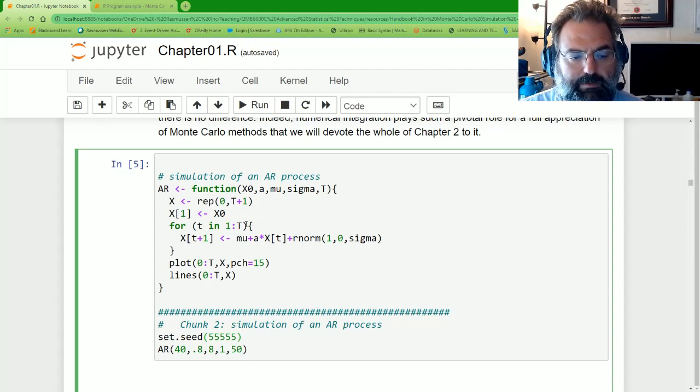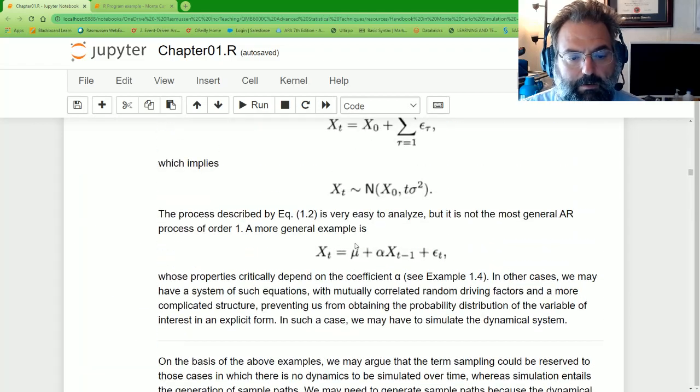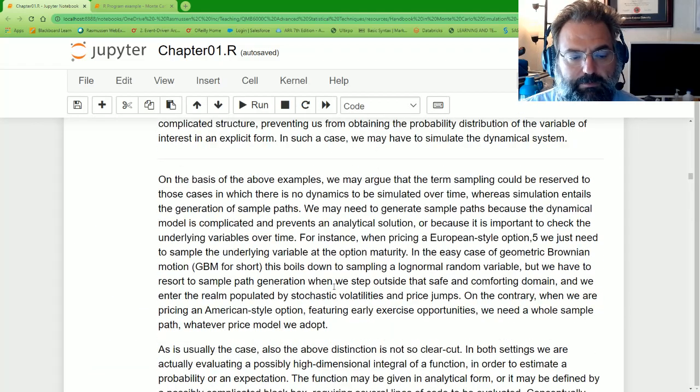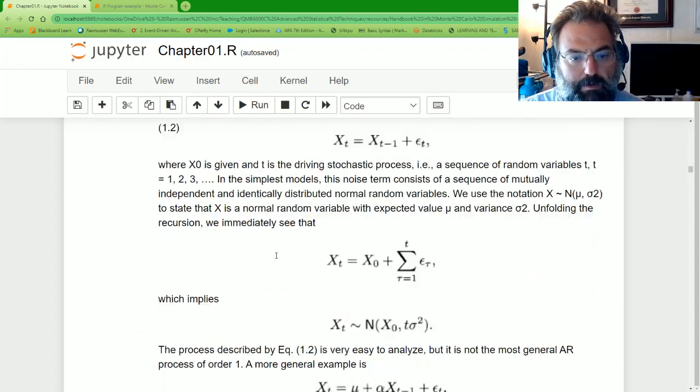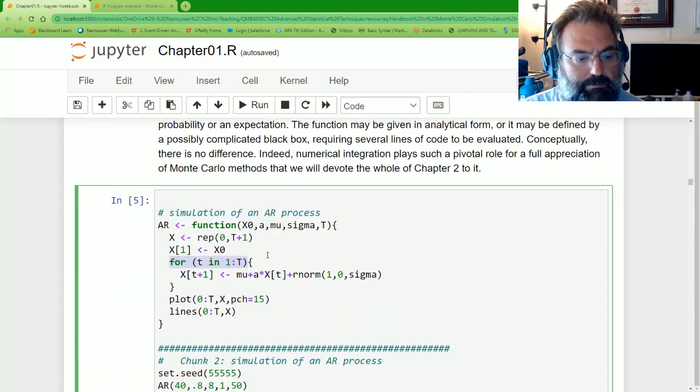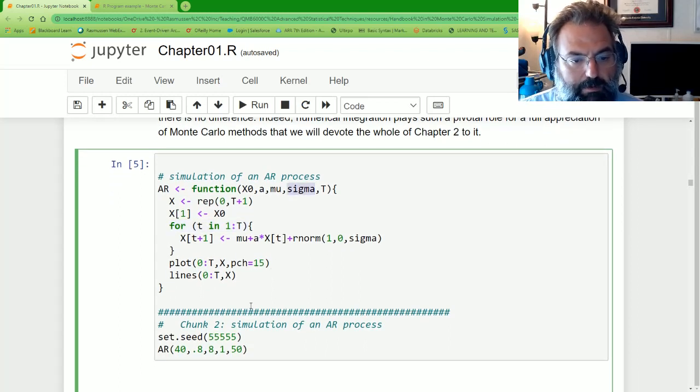And this one does at least contain the loop, right? So you are seeing it loop through and calculating the formula up here that we see. So mu plus a times x sub t with a rnorm from 0 to sigma range, right? So whatever sigma is, the max value of whatever we pass in. So in this case 1. And so that's basically it.